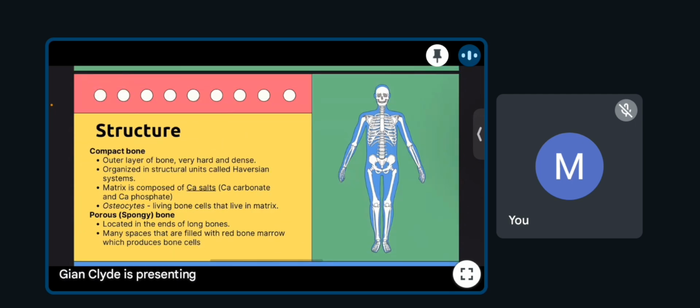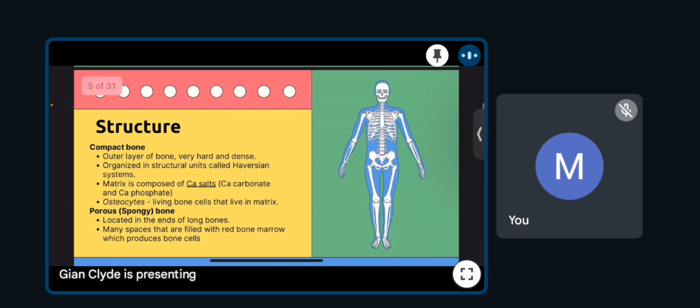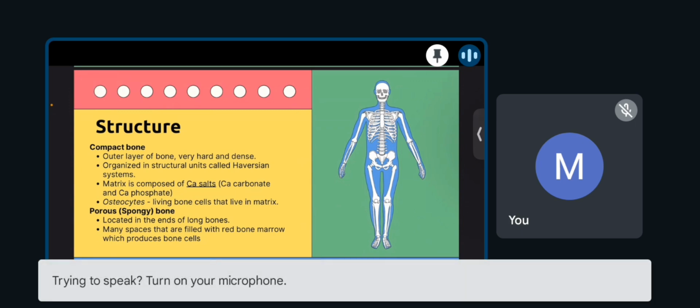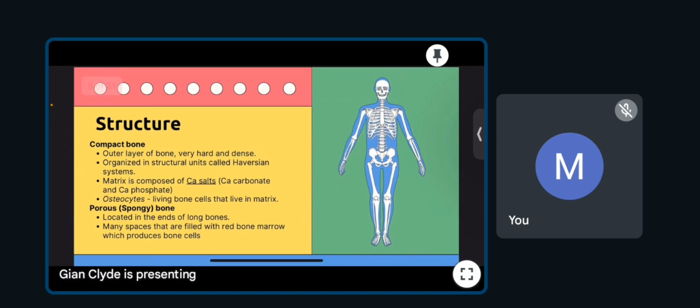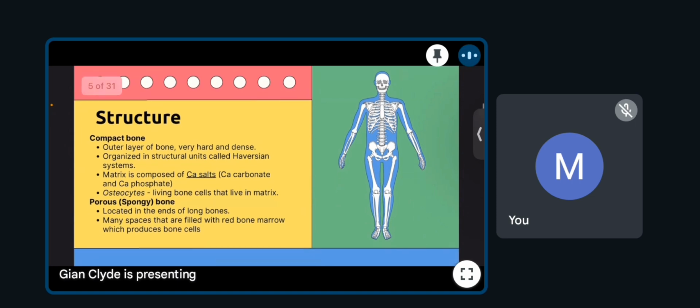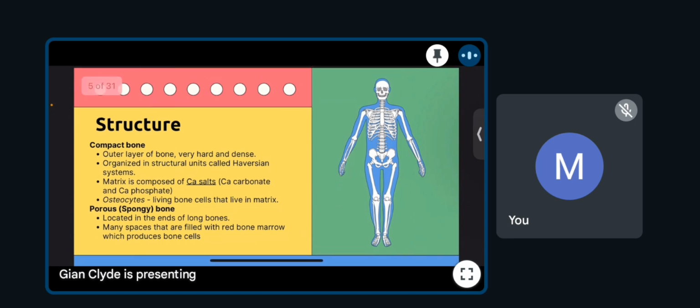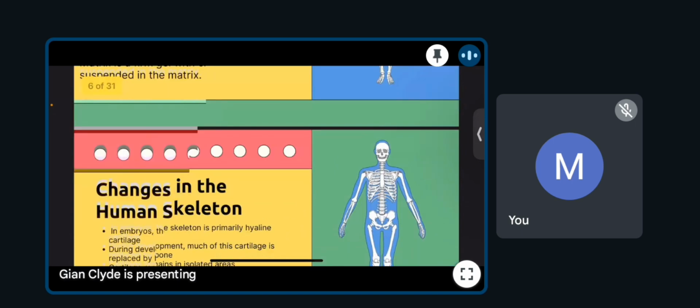Okay, so for the structure of the bone, we have the compact and then the porous, the spongy bone. The compact, from the word itself, is compact, magkaadikit. So the outer layer of the bone is very hard and dense, while the porous is located in the ends of the bone or the long bone. The compact bone is very hard, while the porous, from the word itself, has a texture or structure that is a spongy type of bone.